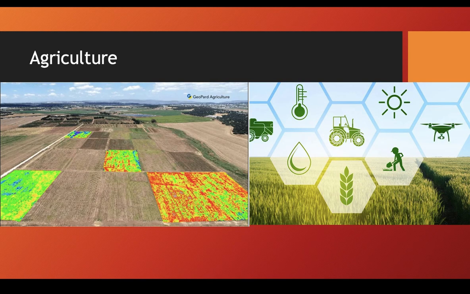Now, the last one, agriculture. Even in agriculture, GIS plays a big role. Farmers use it to monitor soil conditions, track irrigation needs, and optimize crop yields. By analyzing spatial data, farmers can improve efficiency and sustainability, ensuring better use of land and water resources.